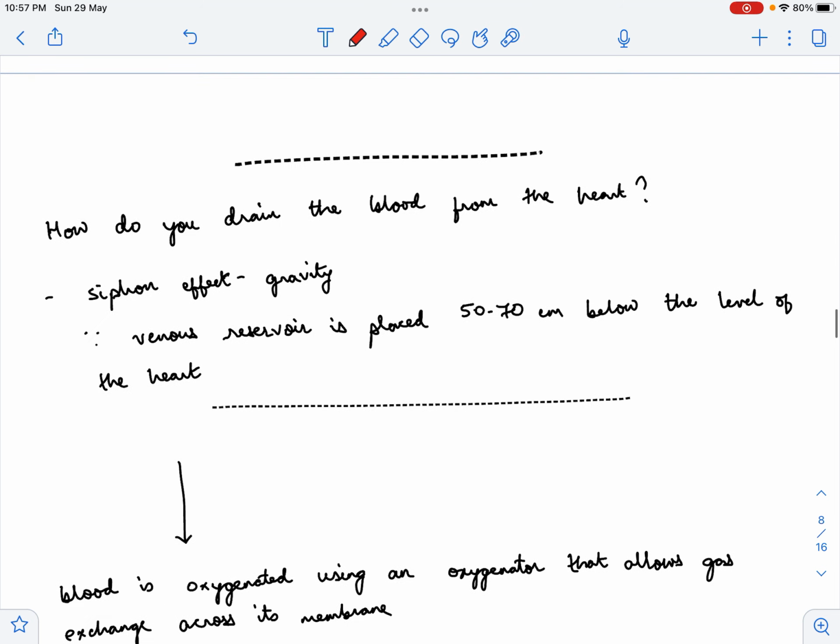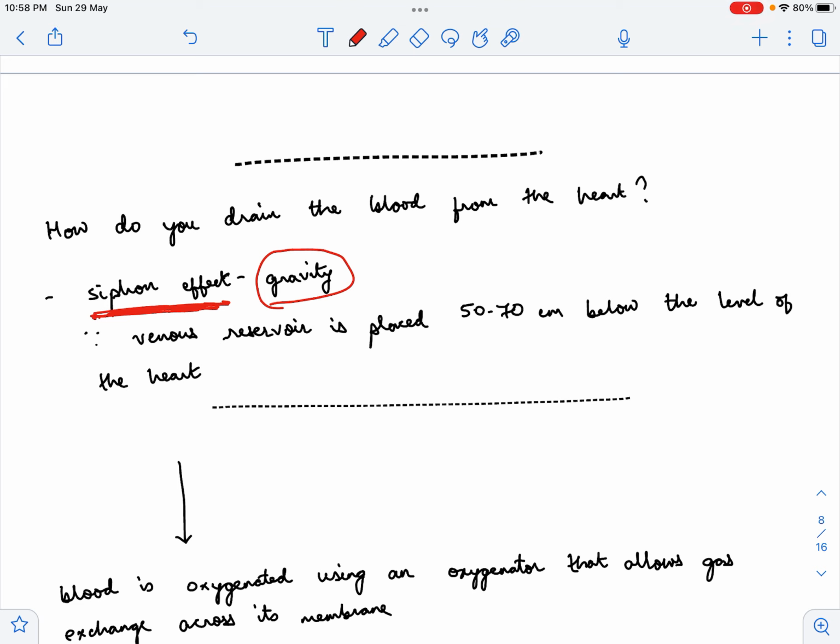Okay, before that, now we've entered the heart, and we've connected the aorta first and then the vena cava. Now, the heart contains blood. So how do you drain the blood from the heart? The blood is drained from the heart using a siphon effect. You would have heard of politicians and corrupt bureaucrats siphoning funds. Likewise, you are going to use gravity to siphon blood from the heart.